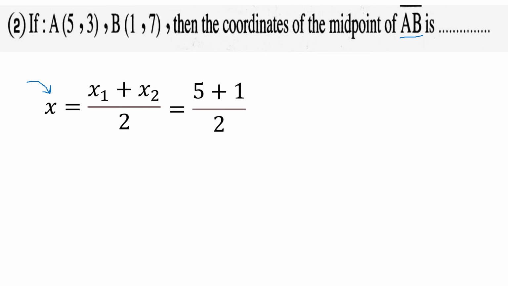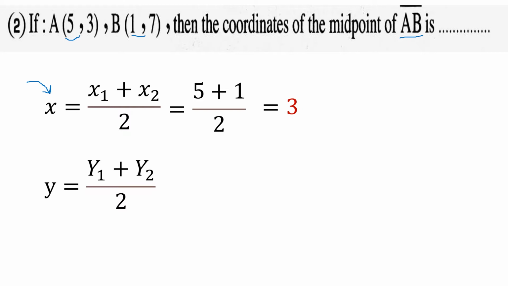Question 2. If point A is (5, 3), point B is (1, 7), then find the coordinates of the midpoint of AB. We will put the rule. The x coordinate of the midpoint, the rule says x1 plus x2 over 2, let's substitute. x1 here is 5, x2 is 1, so 5 plus 1 over 2, which is 6 over 2, which will give me finally 3. Let's go to the y coordinate to find it.